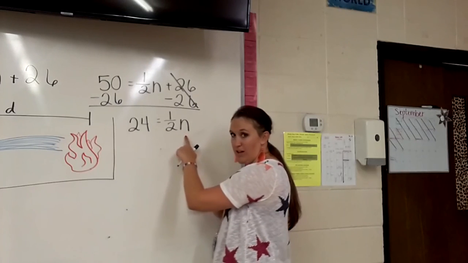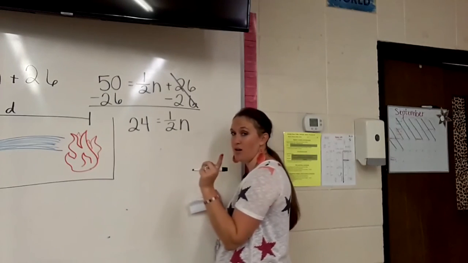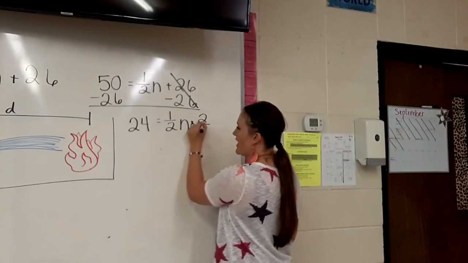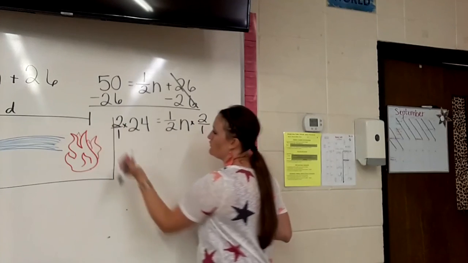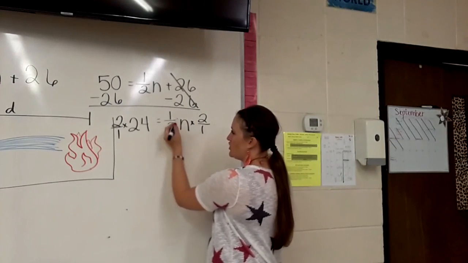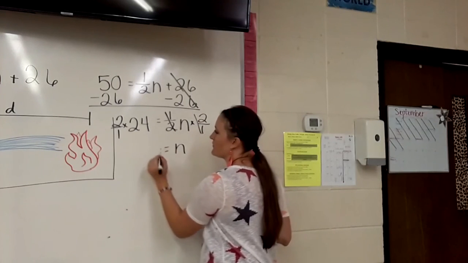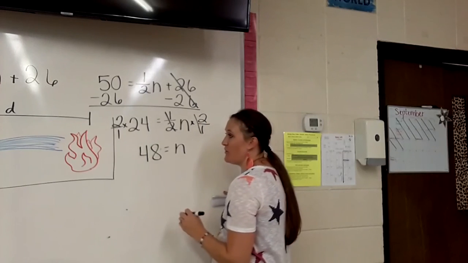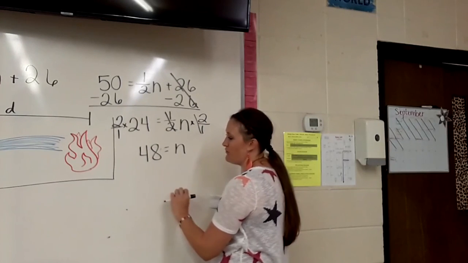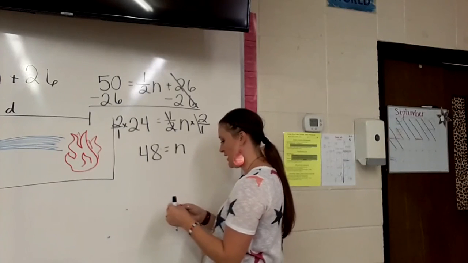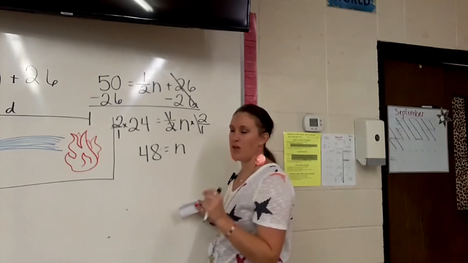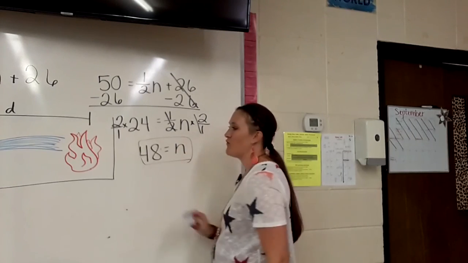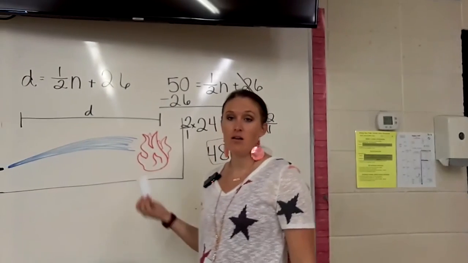So 1/2 is being multiplied by N, so we would divide, but if you remember, you can't divide a fraction by a fraction. You flip it and multiply. So we're multiplying both sides by 2 over 1. That becomes 2 over 2, which cancels. That's 1. 24 times 2 is 48. So we would need the nozzle pressure to be 48. I can't remember what it was in. It said pounds per square inch. So 48 pounds per square inch is the water pressure needed for that water hose to reach 50 foot straight and put out the fire.